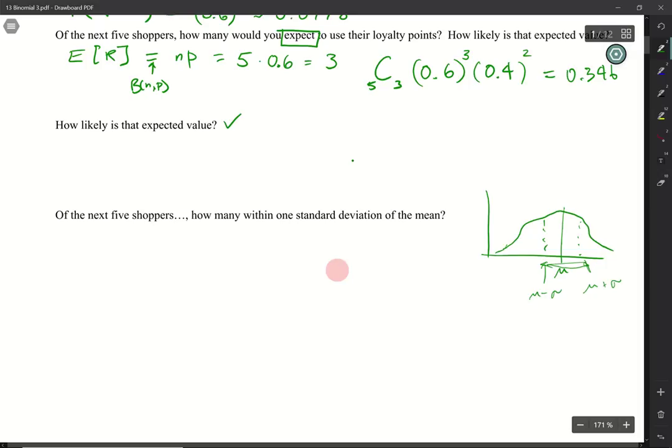So I should just say this one is the Greek letter mu, and typically it's the mean or average. Okay, and then this one is the Greek letter sigma, and it's the standard deviation.